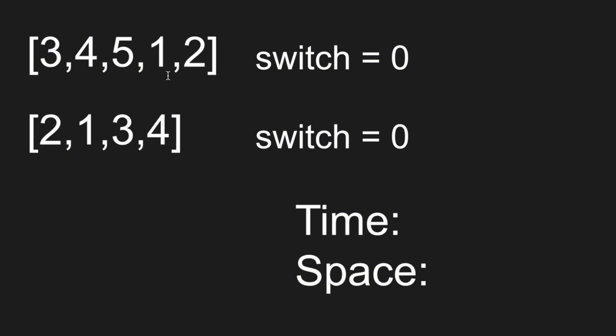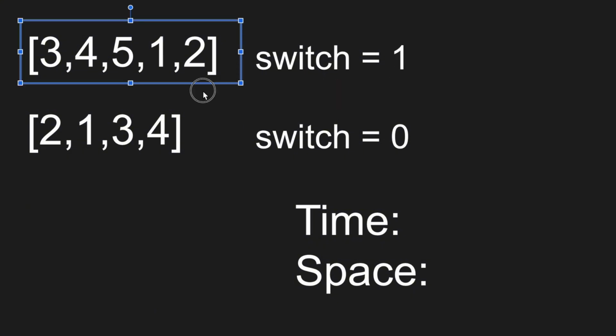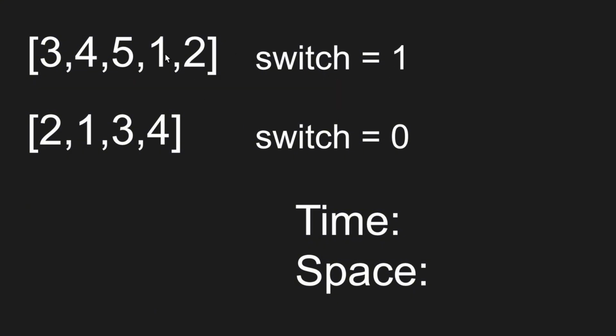So let's go over these two examples. We look at 3 and compare to 4. 4 is greater than 3, so we move over. 5 is greater than 4, so we move over. 1 is less than 5, so we increment the switch to 1. And 2 is greater than 1, so we move over. Now we compare 2 and 3. 3 is greater than 2, so we don't need to increment the switch. So for this example, the solution will be true.